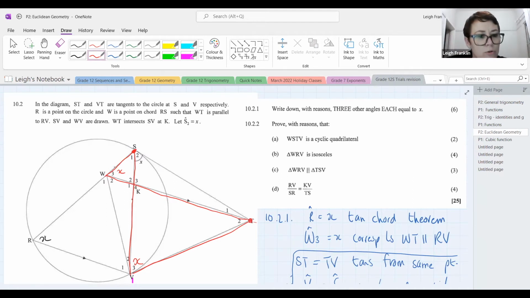Okay, because those two angles are equal to one another because they're both X, that proves that WSTV is a cyclic quad because of converse angles in the same segment.